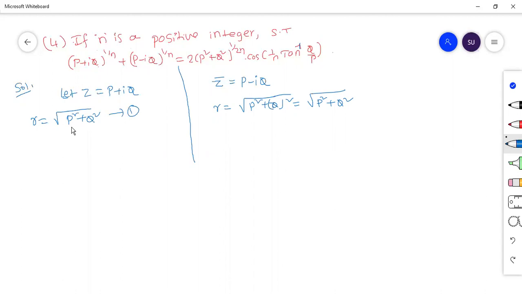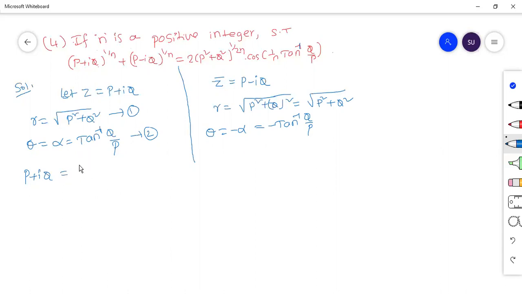We will see about it later. Next, theta is nothing but alpha, that is tan inverse q by p. Let us consider alpha as tan inverse q by p, as equation number 2. Now here also theta will be minus alpha, but alpha is nothing but tan inverse q by p, so this becomes minus tan inverse q by p. Now let us write p plus iq in polar form. What is polar form?